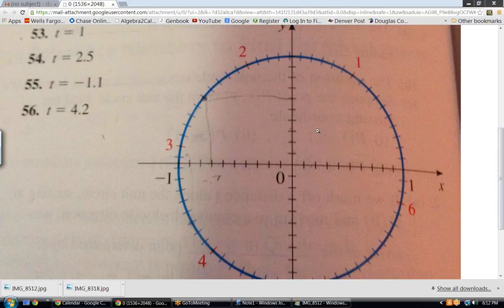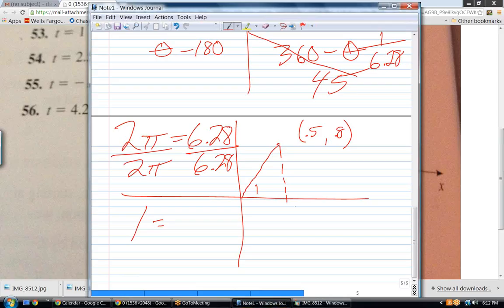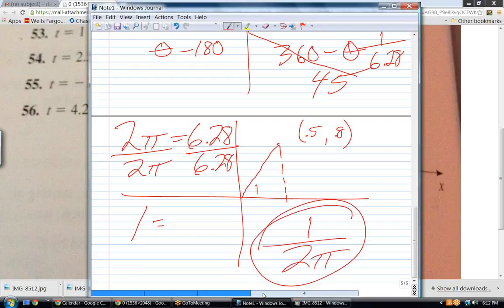See, that is not 1/6 of the circle, so it's not 1/6 of 2 pi. So it's not pi over 3. What part of the circle is that? It's this part of the circle, 1 over 2 pi part of the circle. So that's the angle.